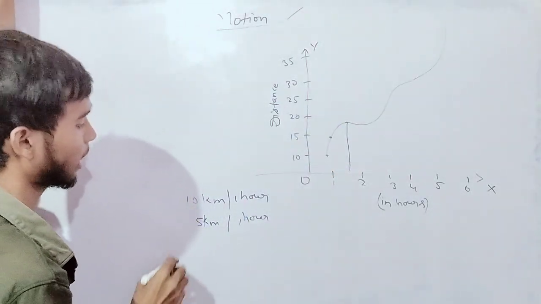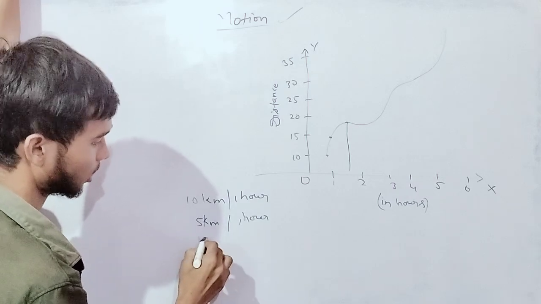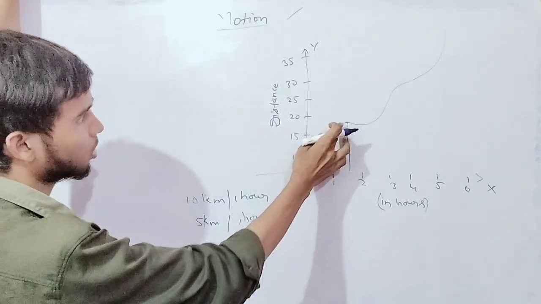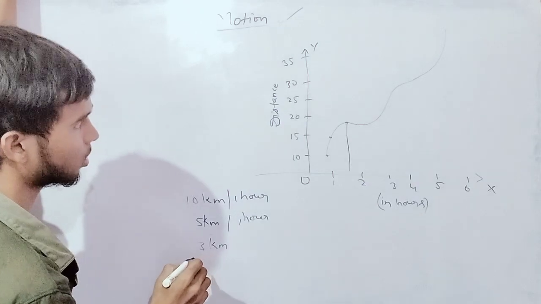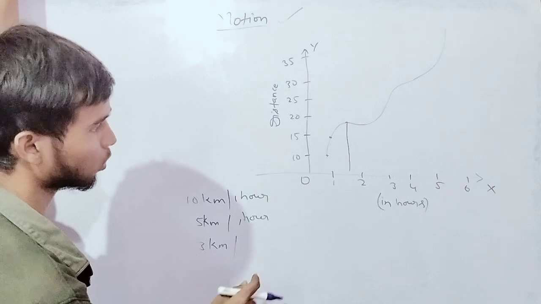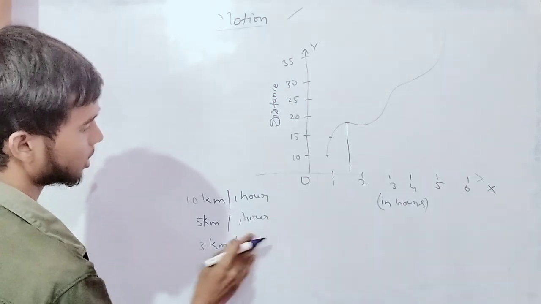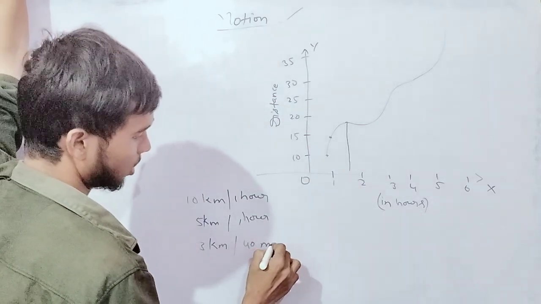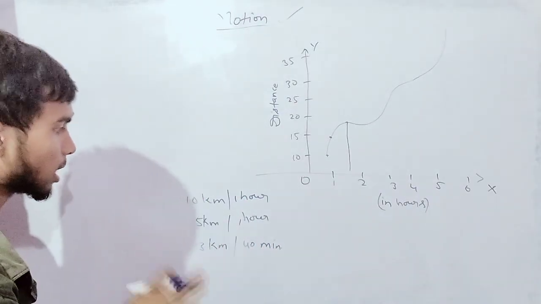The vehicle covered 18, you can say 18 kilometer. So from here to here, how much? 3 kilometer. Within how much? You would say 1 hour, otherwise you can say 40 minutes. Time is changing, distance is also changing.